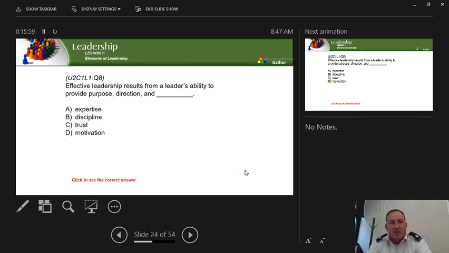All right, question here. Effective leadership results from a leader's ability to provide purpose, direction, and what? There's one key word there we talked about, and that was motivation. Individual needs bring a little bit there, but the leader really is key on helping pull together the team, motivating the team. Okay.